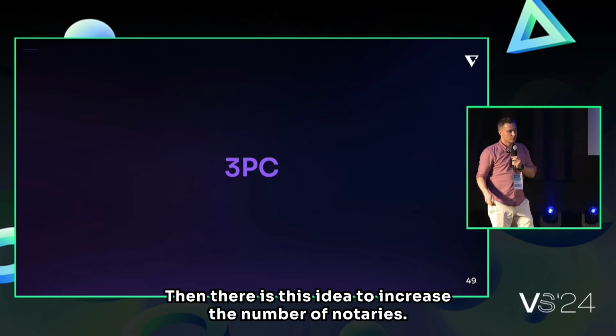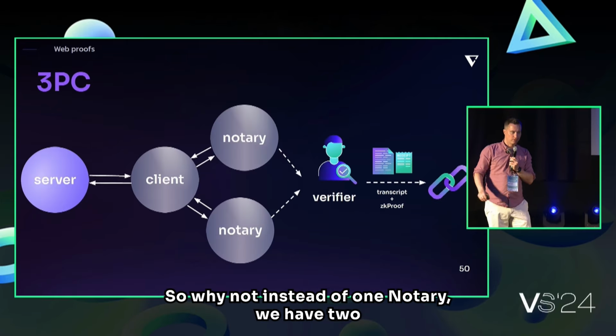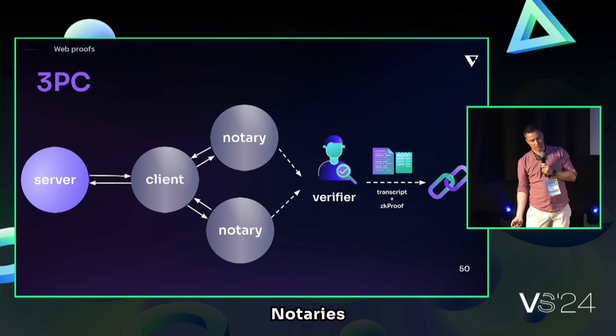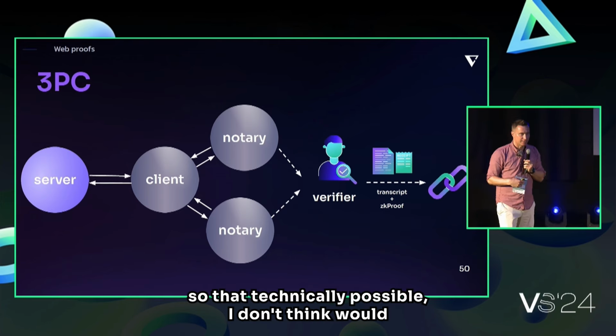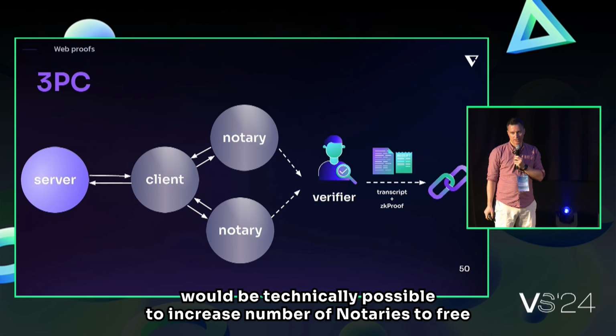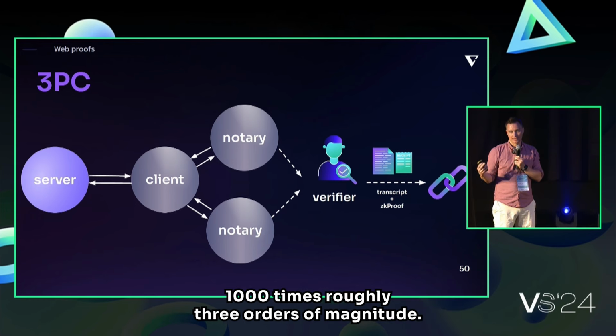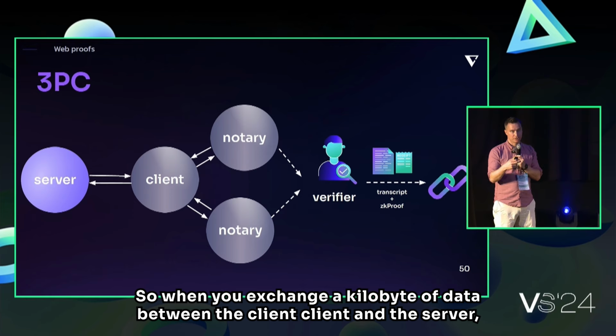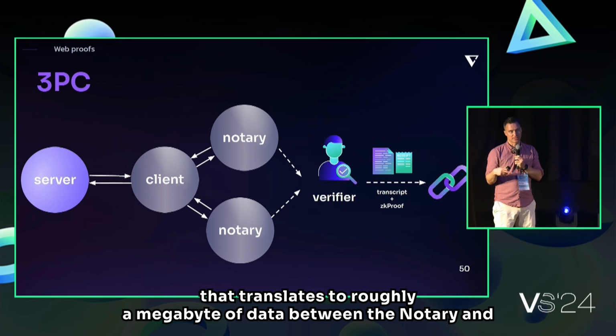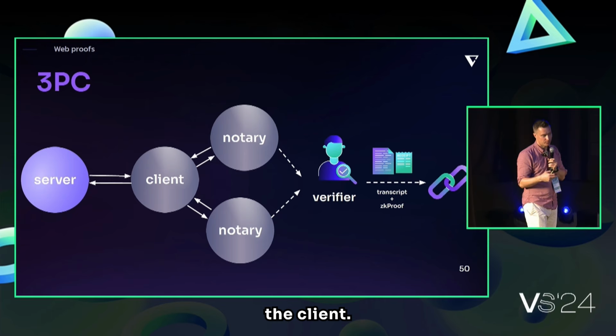Then there is this idea to increase the number of notaries. So why not instead of one notary, we have two notaries? So that's technically possible. I don't think it would be technically possible to increase number of notaries to 3, because the overhead of notary is already 1,000 times, roughly 3 orders of magnitude. So when you exchange a kilobyte of data between the client and the server, that translates to roughly a megabyte of data between the notary and the client.